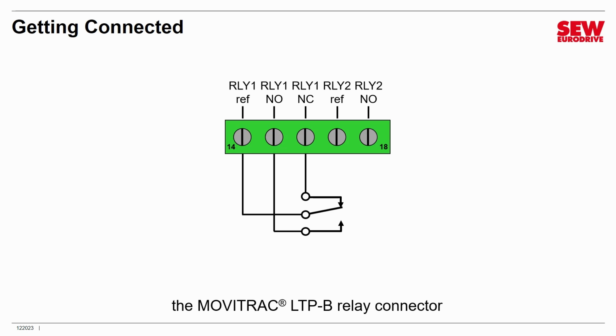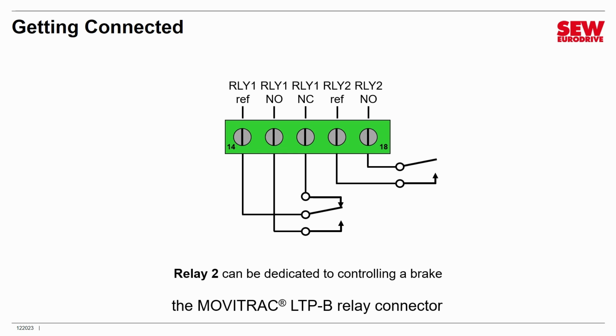It has a normally closed contact, which is engaged when the relay isn't energized, and a normally open contact, which is closed only when the relay is energized. Relay number 2 has just a normally open contact, so the relays are not identical. Relay 1 has two contacts, Relay 2 has only one. Relay 2, by the way, can be dedicated to controlling a brake, and we'll talk about that in another session.